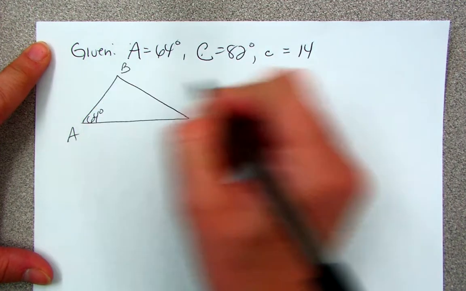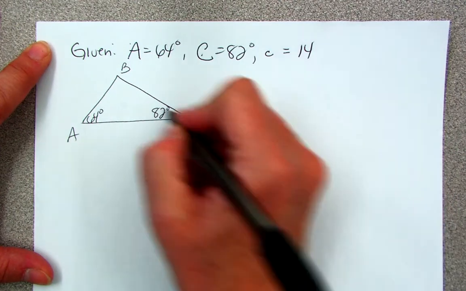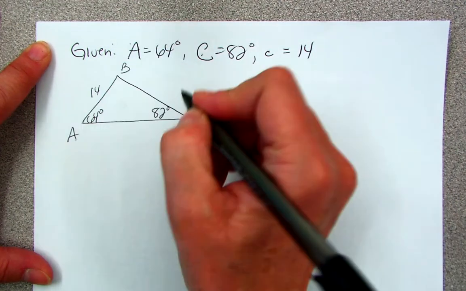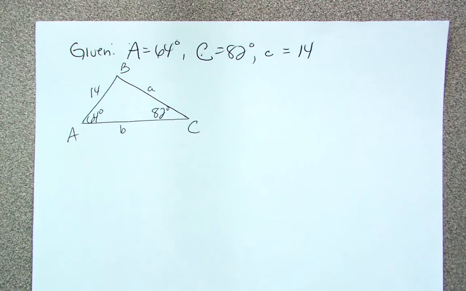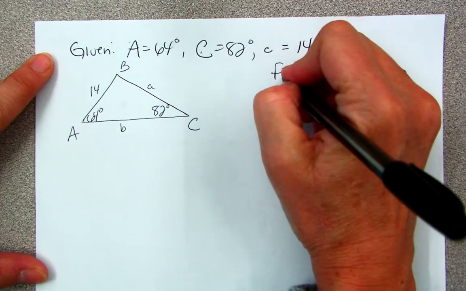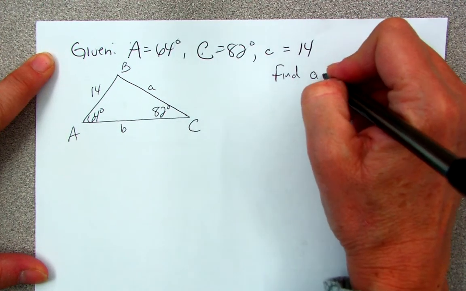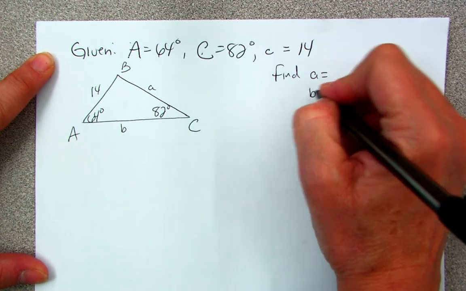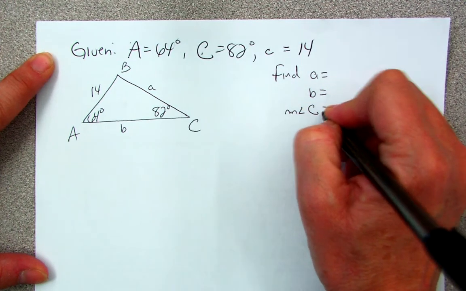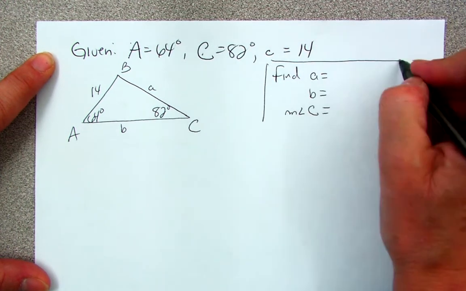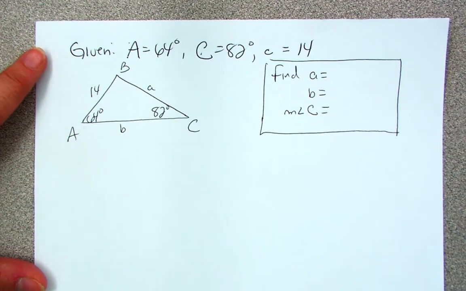That's 64 degrees. This is 82 degrees. And C is across from here. That is 14. I'm going to put my lowercase a and my lowercase b. I like to tell myself what I need to find. I need to find side A. I need to find side B. And I need to find the measure of angle C. So I'm 3 given, 3 unknown. Once I find these 3, I'm done. I have solved that triangle.